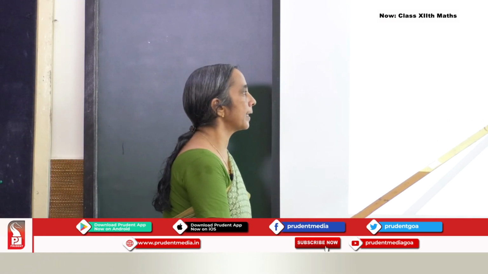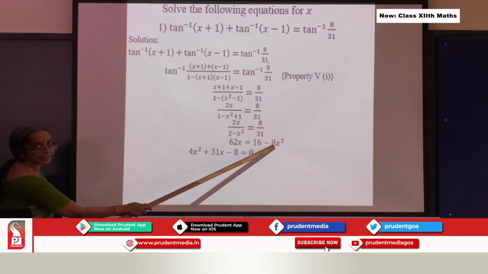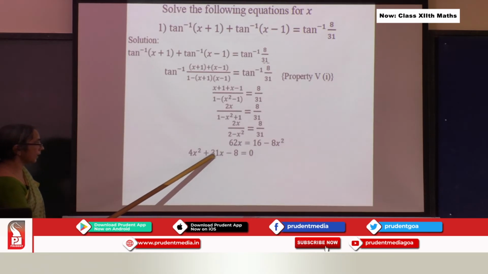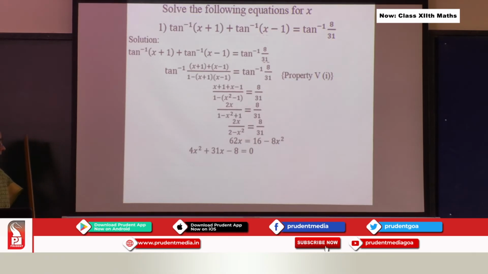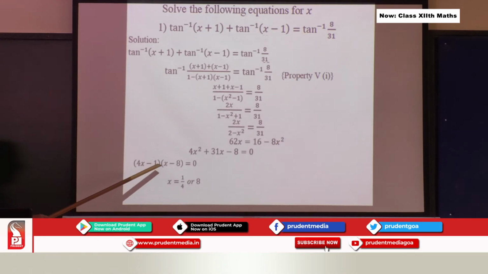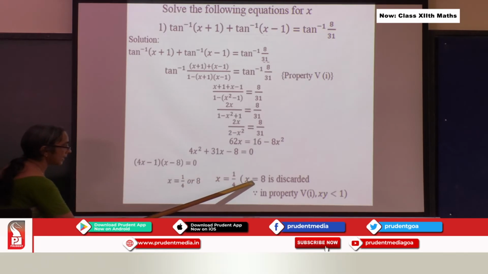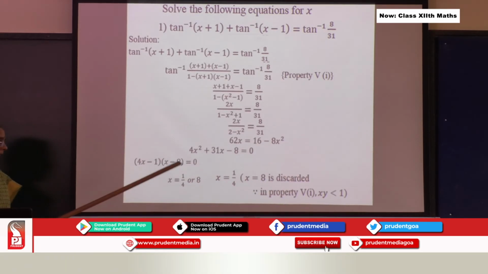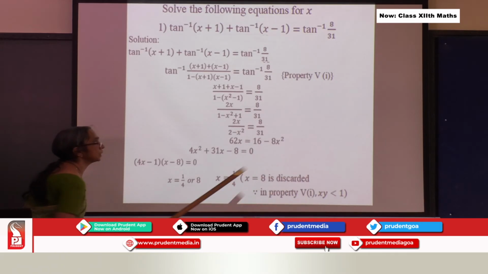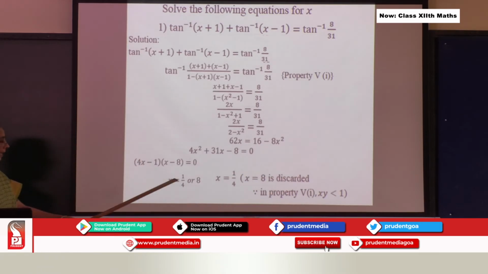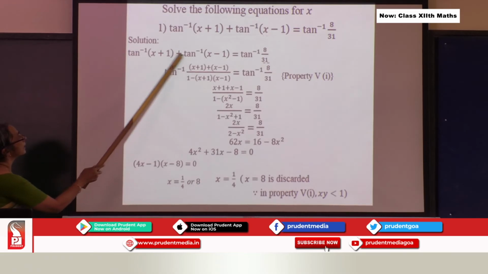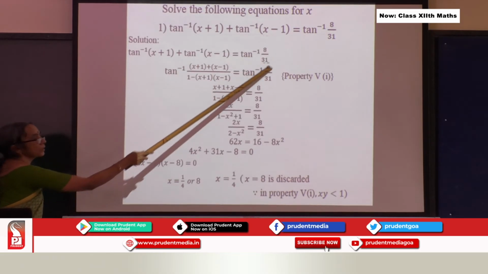When you cross multiply, you get 62x minus 16 minus 8x square, which can be reduced to 4x square plus 31x minus 8. And its solutions are 4x minus 1 into x minus 8 equal to 0. Therefore, x is equal to 1 by 4 or 8. But here the answer is only x is equal to 1 by 4. x is equal to 8 is discarded because in property 5.1, xy should be less than 1. If x is 8, it becomes 9 and 7, then this will not hold.